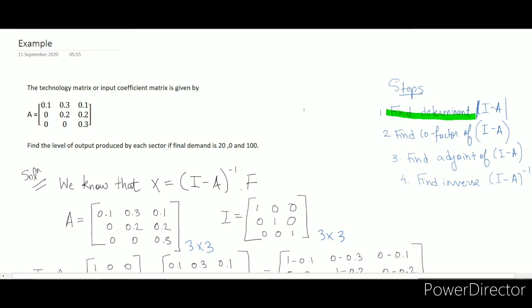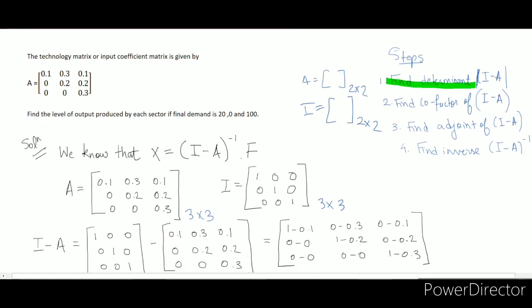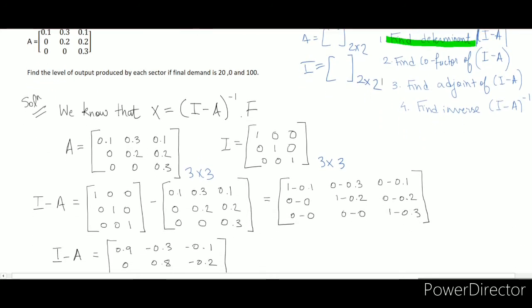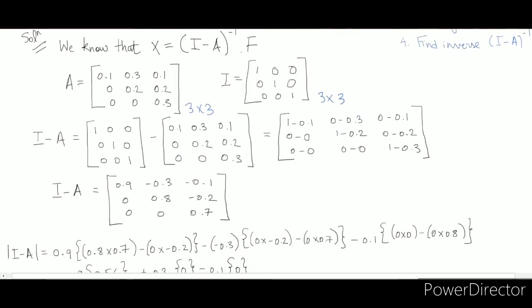Now if A was, let's say, a 2 by 2 matrix, if you're working with a 2 by 2 matrix, your identity matrix should also be a 2 by 2 matrix. Okay, so once we've taken care of that, now we can subtract the input output coefficients from the values of the identity matrix. So after subtracting, we have to find the determinant.